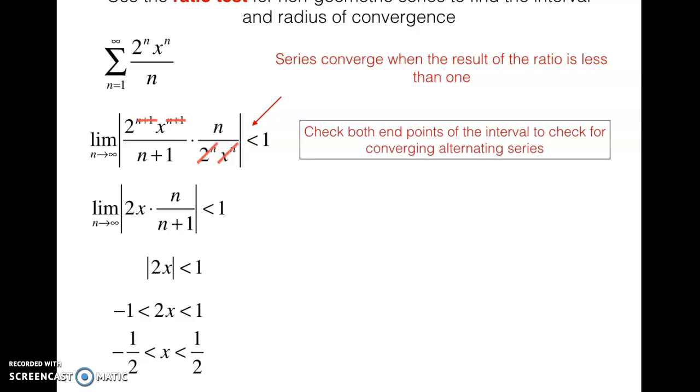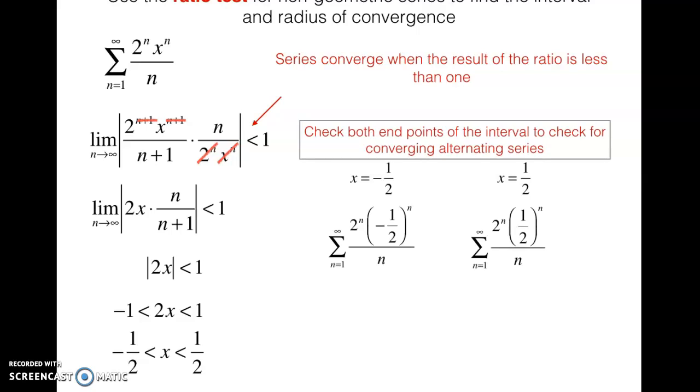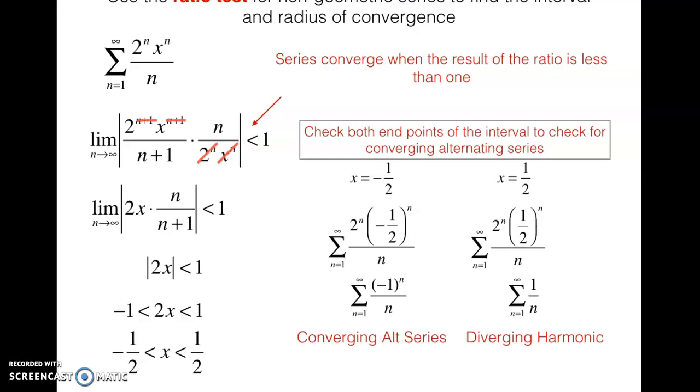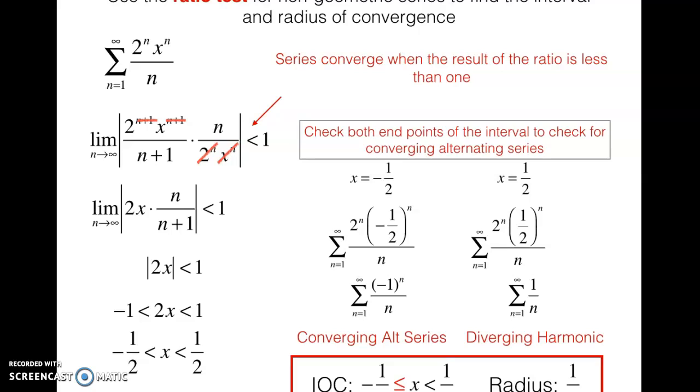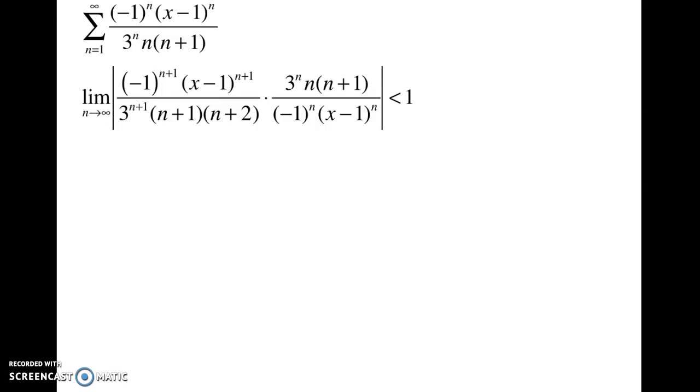We must check the endpoints of the interval to check for convergence. The geometric series test works because we have a geometric series with a common ratio that's less than 1, but in this situation we're not dealing with a geometric series anymore, so we need to check by plugging the endpoints back into the original series and simplifying. If we plug in negative 1/2, we end up with a converging alternating series; if we plug in positive 1/2, we end up with the harmonic series. Therefore, the interval of convergence is going to include negative 1/2 and exclude positive 1/2. Our radius is going to be 1/2, half the distance of the interval. Let's do another example.